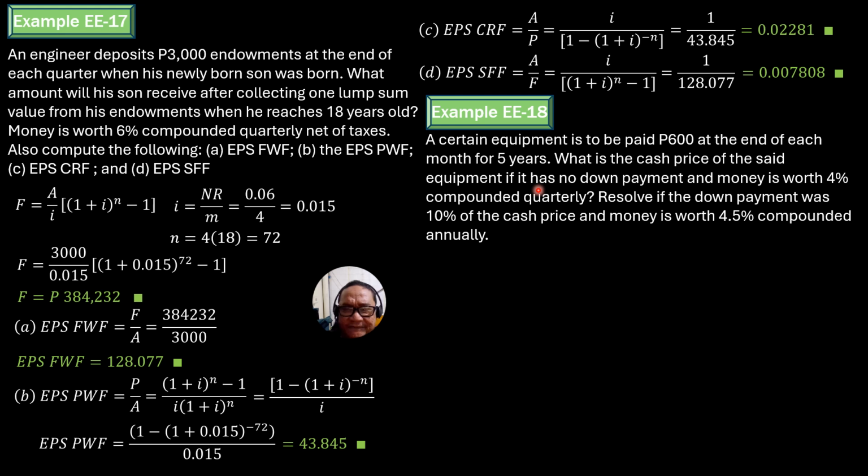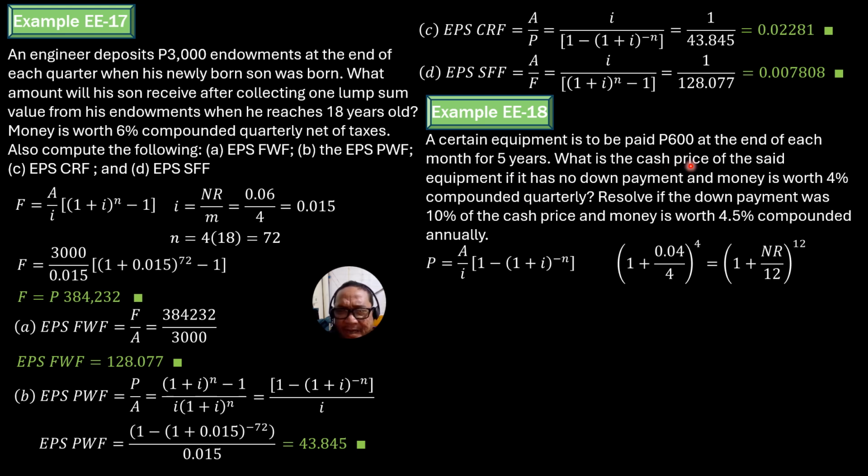So we consider the present worth formula, A over I, quantity 1 minus 1 plus I to the negative n. This is the formula that I'm going to memorize. So I is NR. Let's convert it first because the payment is made at the end of each month, and money is worth 4% compounded quarterly. So effective rate, the principle is we have equivalent rate.